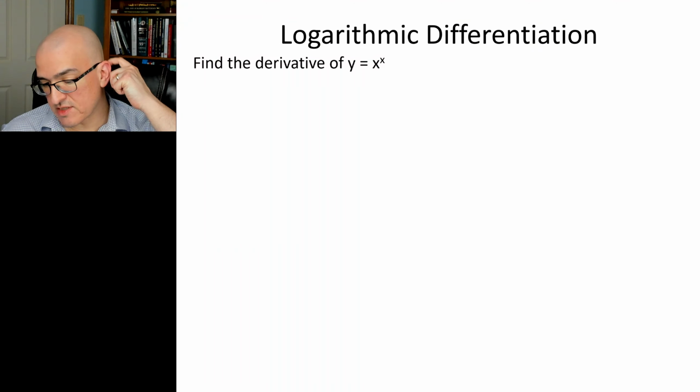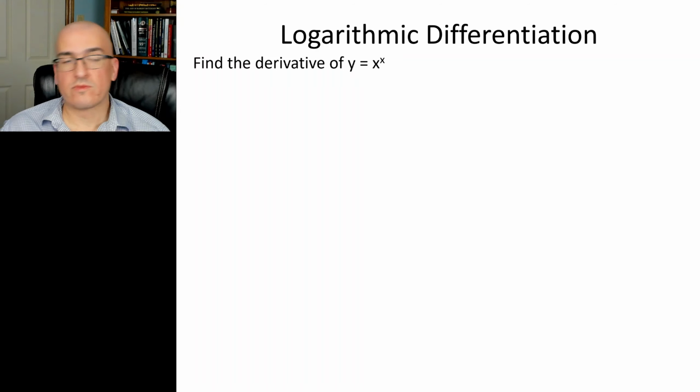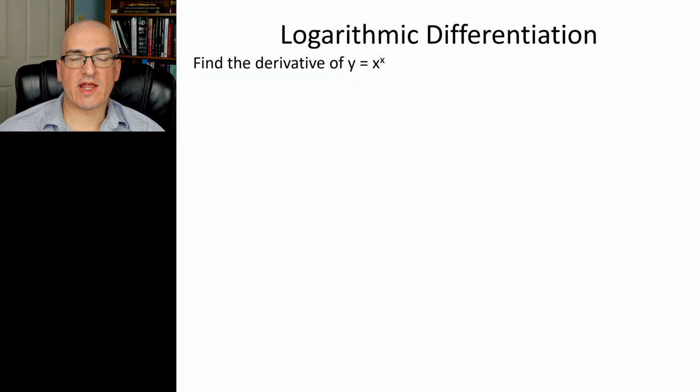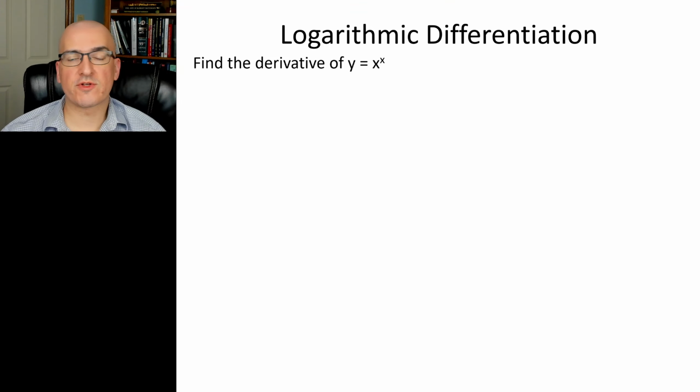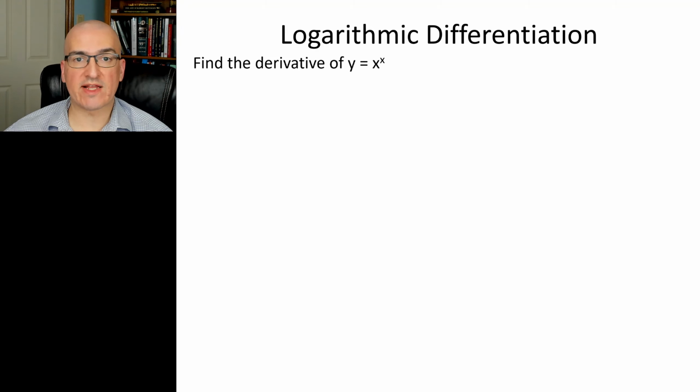So the process is as follows. Since we don't have a rule for taking the derivative of a function raised to the power of a function, or a variable raised to the power of a variable, what I'm going to do is manipulate the expression to bring it into a form where I have enough rules that I can take the derivative.